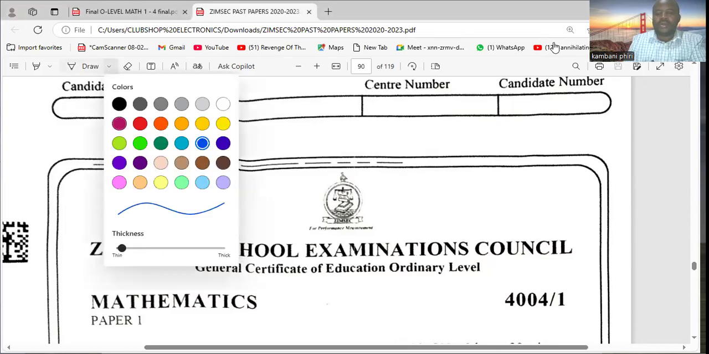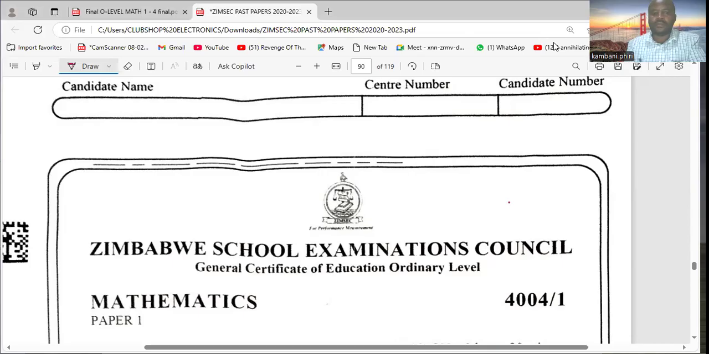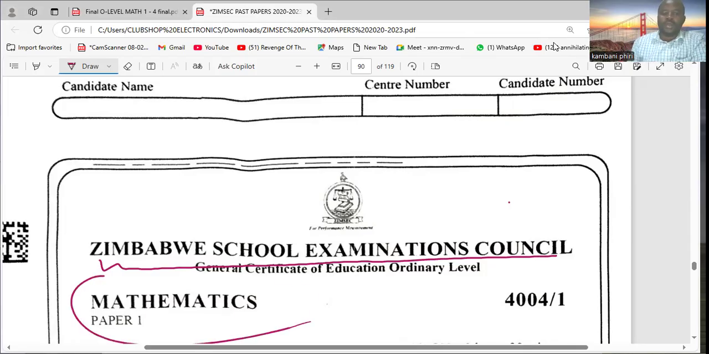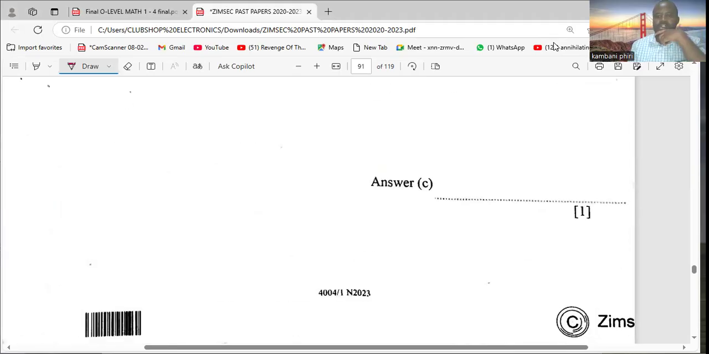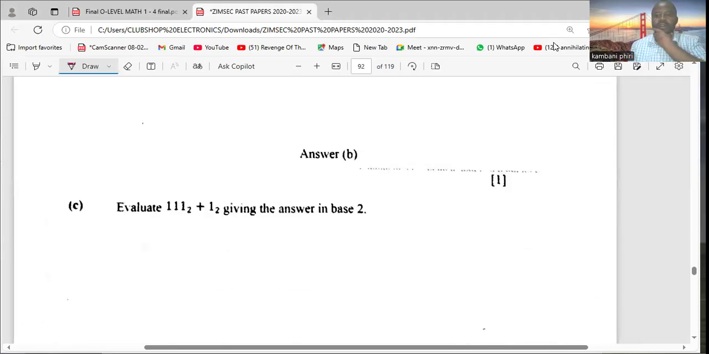Where we want to look at the Zimbabwe School Examination Council, the General Certificate of Education Ordinary Level, Mathematics Paper 1. The code is 4004/1. Okay, so we're interested in just a few questions from question 15. So let's see how best we can solve this question together.